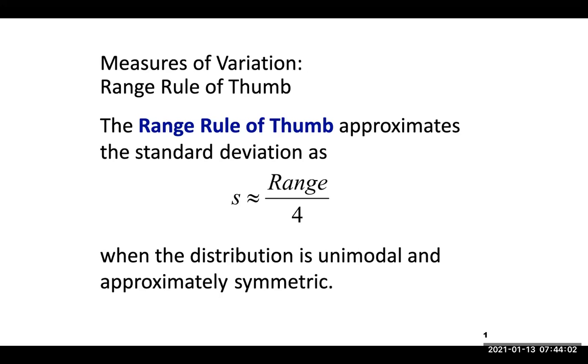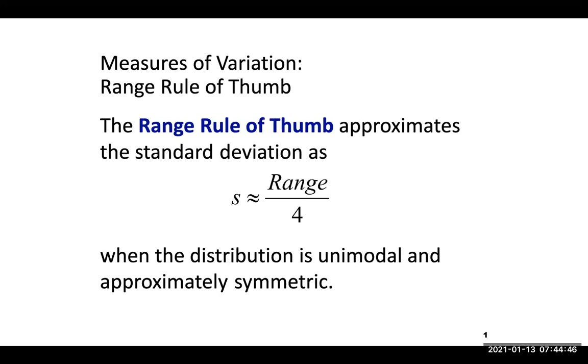sometimes you might just need to get an estimate of the standard deviation. So that's where the range rule of thumb comes in. The range rule of thumb allows us to just get an estimate. If we need quick calculations, this is a good way to estimate what your standard deviation will be. The range rule of thumb is, if you take the range and divide it by 4, that should give you an approximation of your standard deviation. It won't be exact, but it's just an approximation.